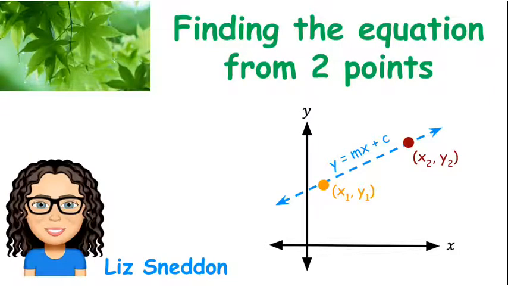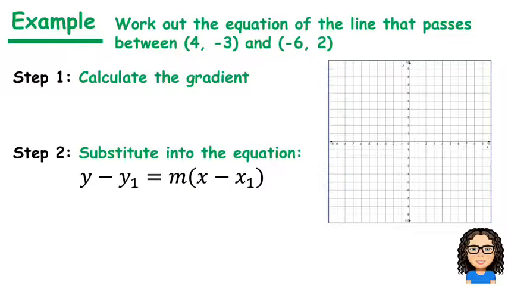Let's have a look at another example of how we can find the equation of a straight line that goes between 2 points. So what I've got here is I need to work out the equation that goes between (4, -3) and (-6, 2). So the first thing I want to do is label those, and I'm going to call this x1, y1 and x2, y2. So it's my first coordinate point and my second coordinate point, just so that I can distinguish between them.